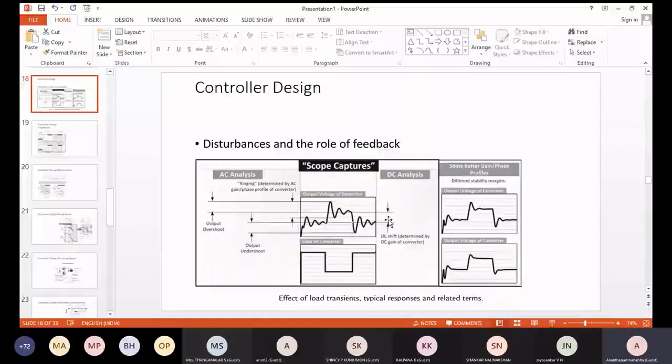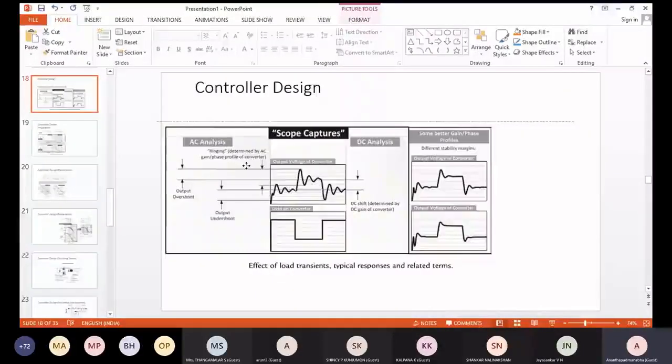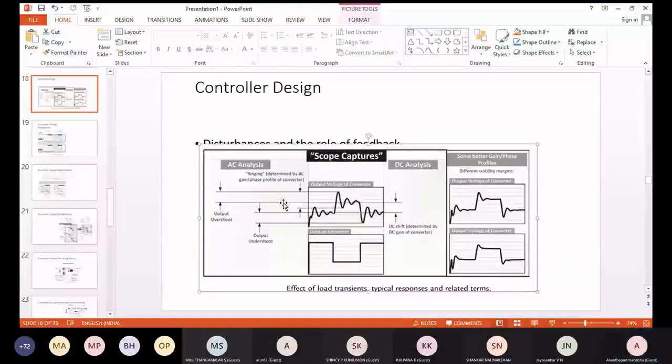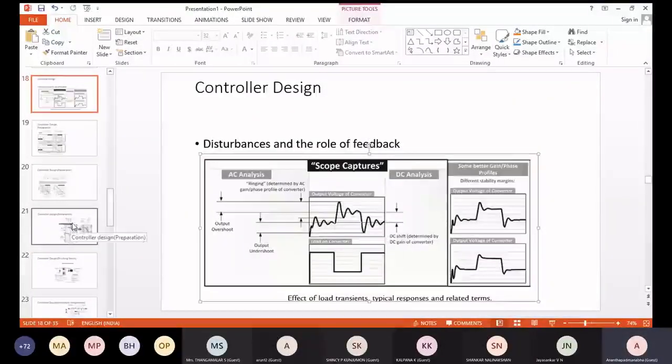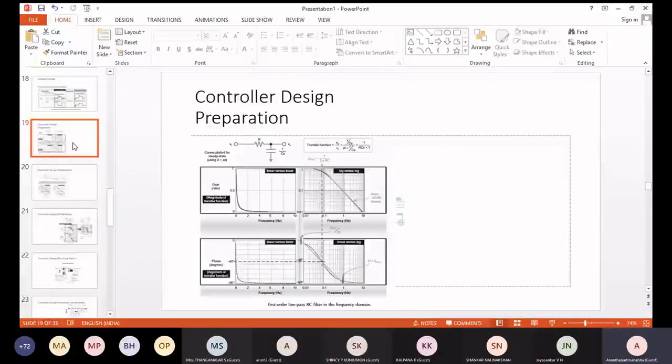So at this point of time, let us just keep in mind that the DC gain should be as high as possible, and AC gain should be according to our profile. That means the knowledge of the power converter should be kept in mind for carrying out the AC analysis. Okay, next. Some preparatory work is involved.